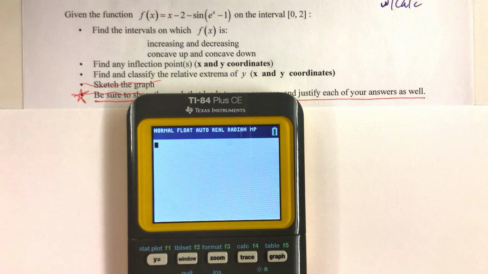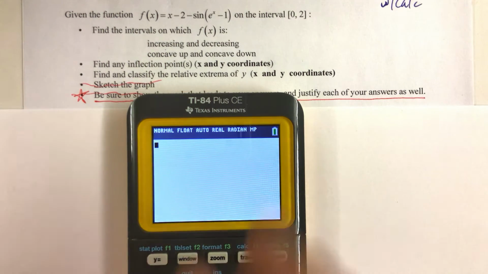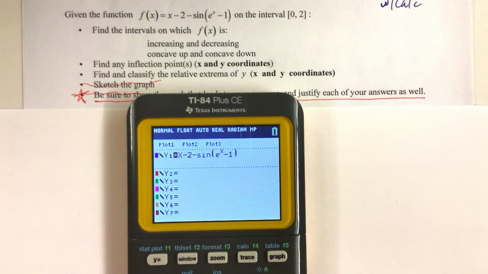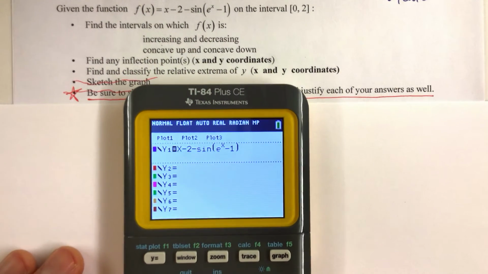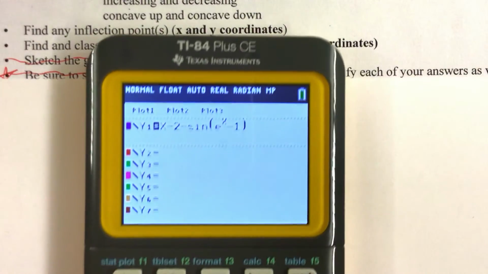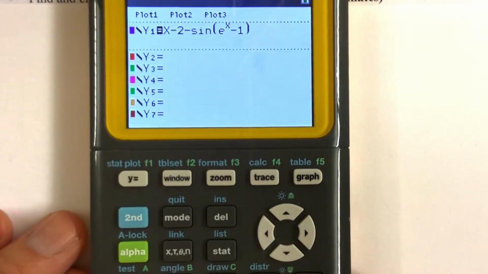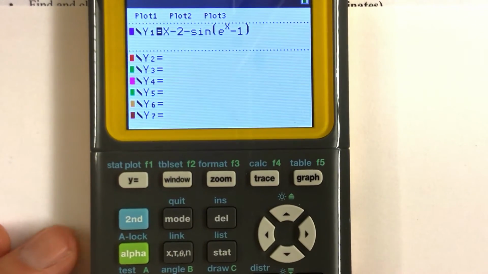unnecessarily. So the first thing we want to do, noticing that we're going to be finding everything, increasing, decreasing, all of the above, concave up and down, inflection points, and extrema. So first things first, since we are given the function, we want to go ahead and type our function in and define f of x to be our y1. And I'm going to go ahead and zoom in just a little bit so you can kind of see what I'm doing here. And maybe that's a little much, but I think we're good there.